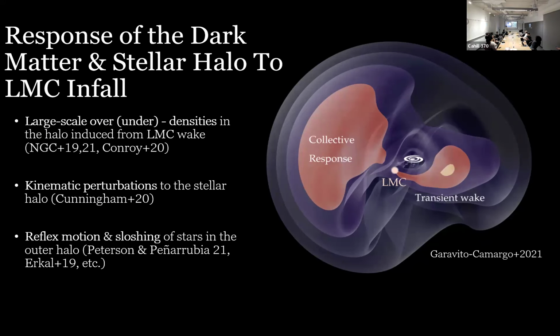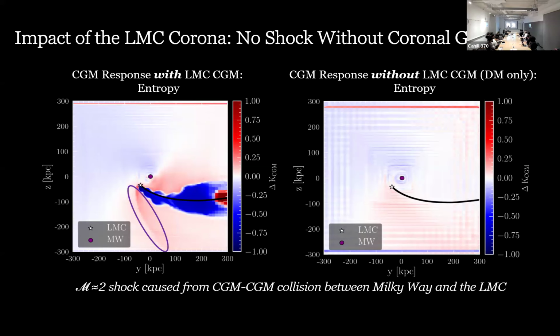So just to reinforce the fact that we are in fact looking at a shock front, you can also look at the changes in the large scale entropy of the gas, because shocks are dissipative processes, so you should also expect a jump in the entropy along the shock front. And so this is the CGM response when you include the LMC CGM. And just as where we saw the jumps in the density, pressure, and temperature, you also see this jump in the entropy as well. And also the low density gas stripped from the LMC.